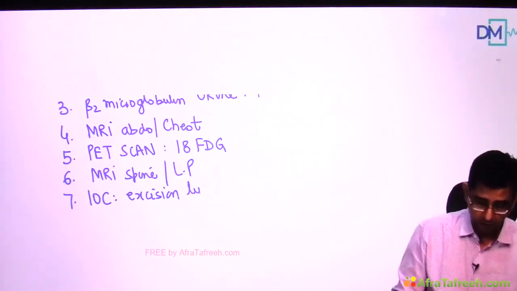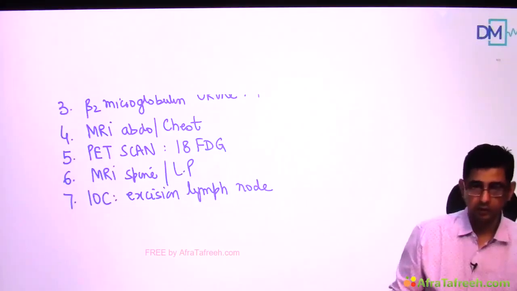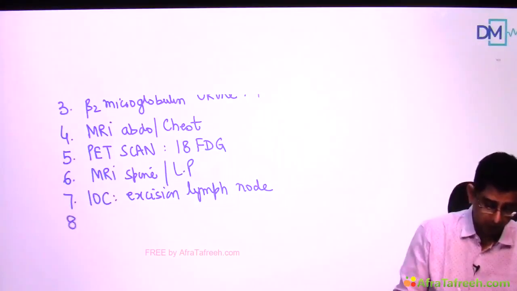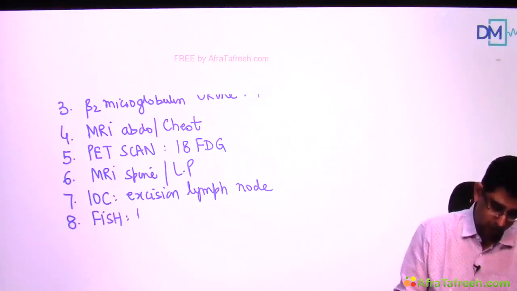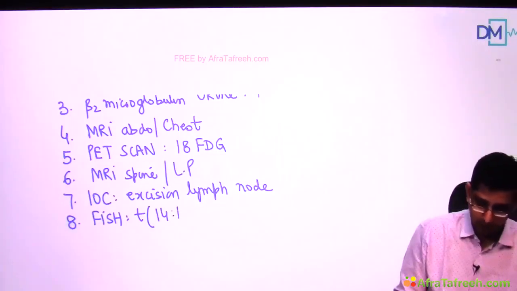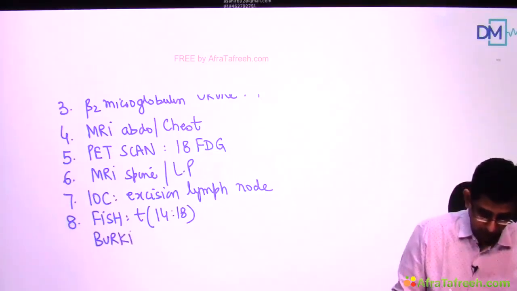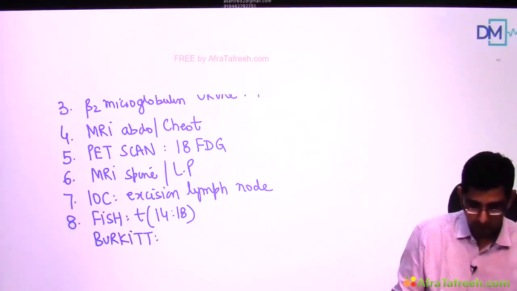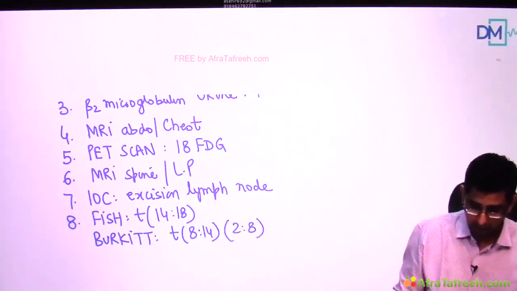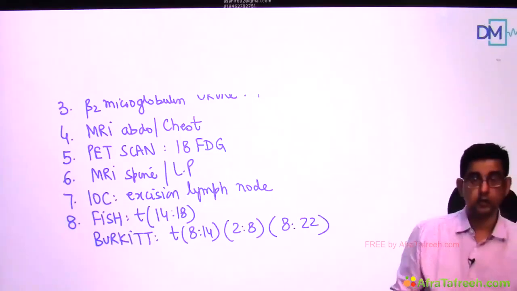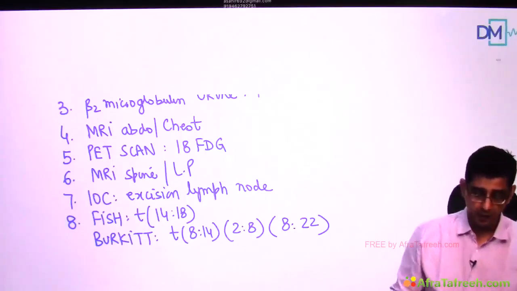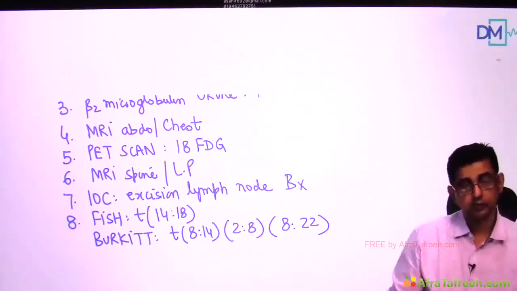Now, when you do an excision lymph node biopsy in a patient, you will be able to evaluate whether it is a B cell variety or a T cell variety and which variety of lymphoma is present. Even FISH can be done in these patients to identify chromosomal translocations like 14:18, one of the common ones, as I've told you. For Burkitt's lymphoma, the associated chromosomal translocations are 8:14, 2:8 and 8:22. So FISH can be done for these patients, and excision lymph node biopsy is the investigation of choice.